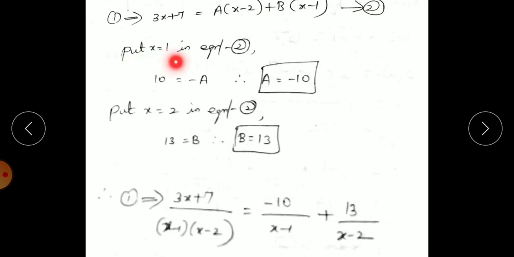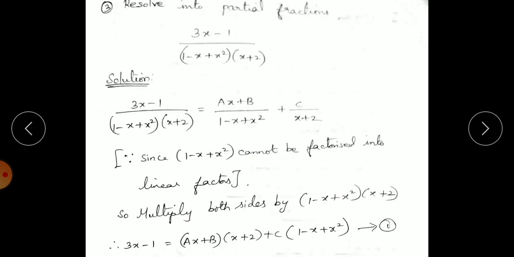So put x equal to 1 in equation 2. We are getting the a value as minus 10. Then put x equal to 2 in equation 2. We are getting the b value as 13. Now we can apply the a and b values in the first equation. We are getting the answer. Okay, the first two questions are important questions, and we can move on to the third one.